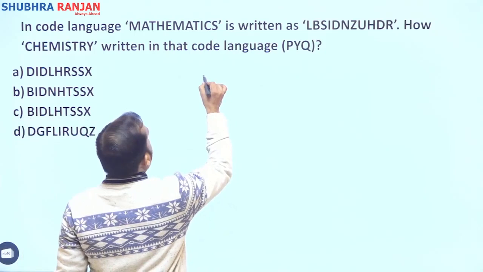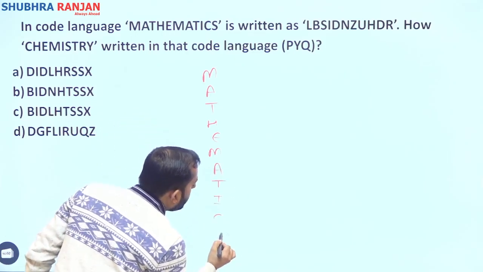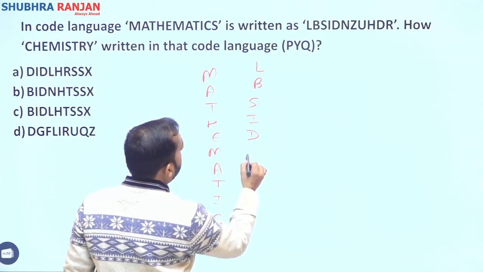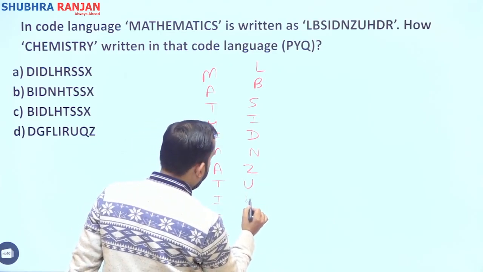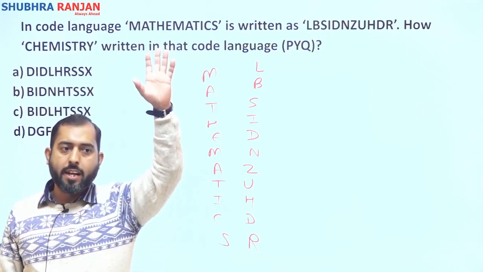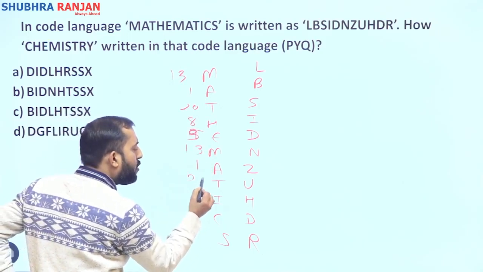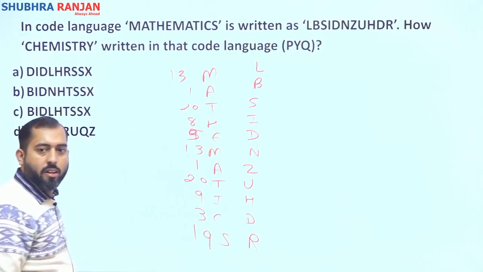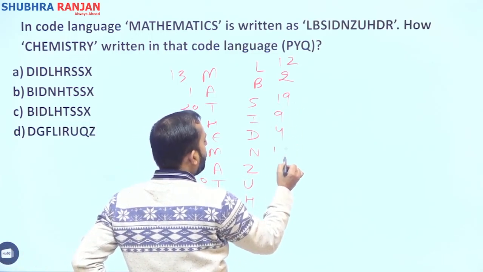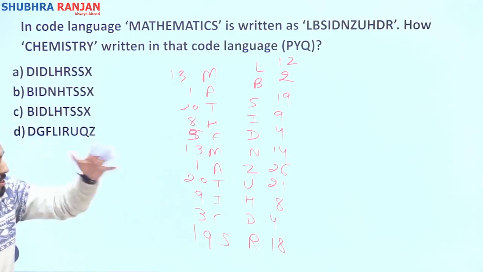Listen, mathematics. MATHEMATICS. Mathematics is the original word. Its code is LBSIDNZUHDR. I'm very weak in relating alphabets, so I'll write down their forward-wise ranking. M is 13, A 1, T 20, H 8, I 9, E 5, M 13, A 1, T 20, I 9, C 3, S 19. And for the code: L 12, B 2, S 19, I 9, D 4, N 14, Z 26, U 21, H 8, D 4, R 18. Now I can cross check it.